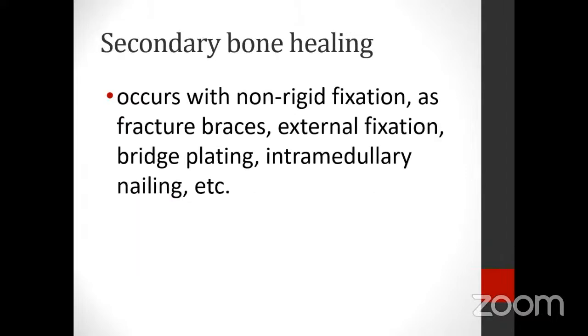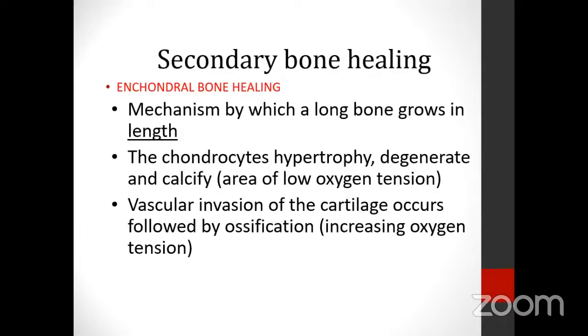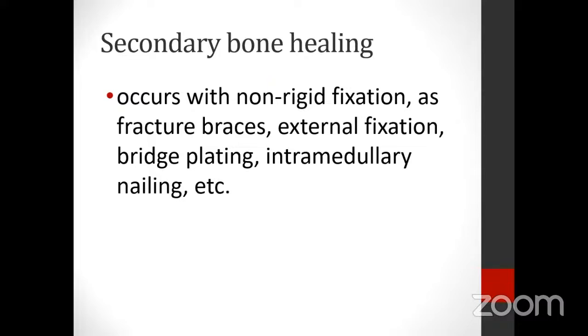Now, let's say that you have a fracture that is treated, not necessarily fixed, by a method that allows a strain to happen between 2% and 10%. In this case, you will have what we call the secondary bone healing or endochondral bone healing. And we call it endochondral bone healing because at the fracture site, there will be a cartilaginous precursor that will calcify and ossify later on and turn into bone. That's why we call it endochondral one. And this usually occurs with non-rigid fixation like the braces, external fixators, bridging plates, and intramedullary nails.